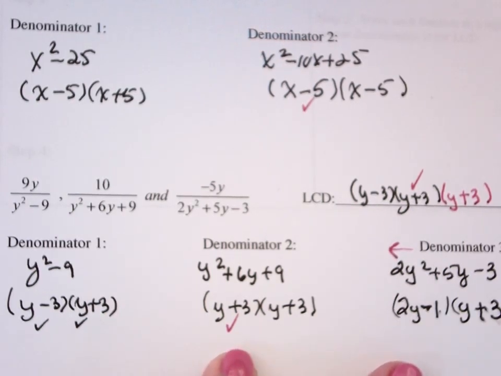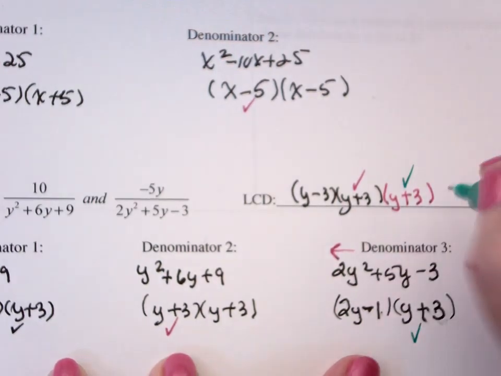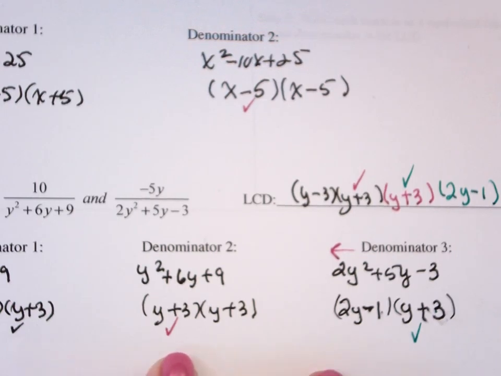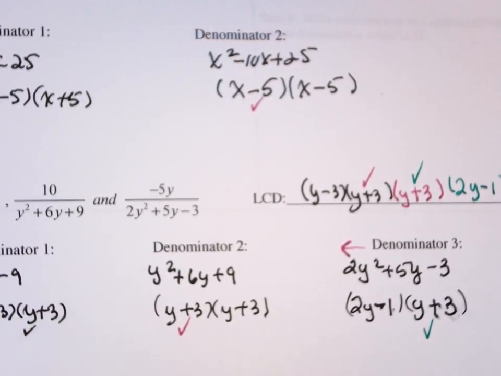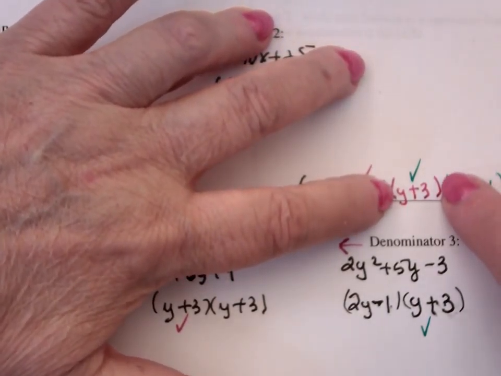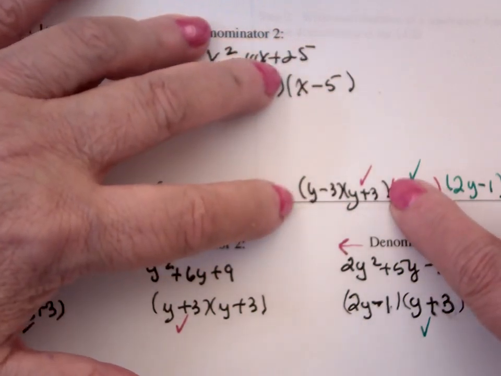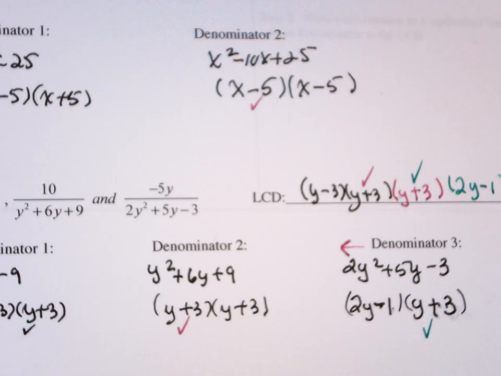Change pen colors again and move it over. And I need a 2y minus 1 and a y plus 3. I already have a y plus 3, but I need a 2y minus 1. That's your LCD. I can find dem 3 there. That's dem 3. I can find dem 2 there. That's dem 2. I can find dem 1 there. There's dem 1. And there's just overlap. And that's why it's the smallest that would work.